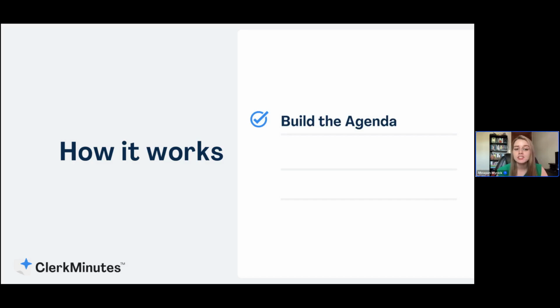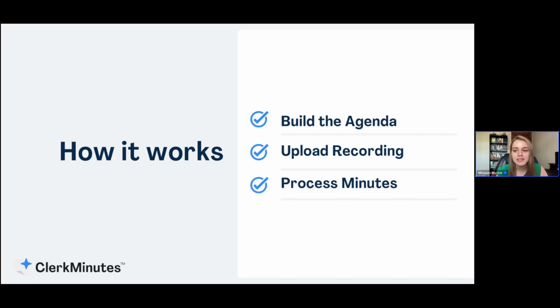So first you need to build the agenda or upload your current agenda. If you already have a process that works for you, that's great. You can just upload your PDF copy of your agenda. And then you need to upload a recording. We need a recording to make ClerkMinutes work. It can be audio or video, it really doesn't matter. You just need to upload a recording so we can pull that transcription to make the minutes. And then at the end, you need to process your minutes. That means go in and make any little changes in our built-in text editor. If there's anything that needs fixed, you can just go in and fix it or add additional detail as needed.